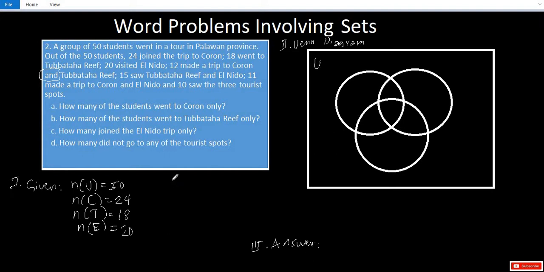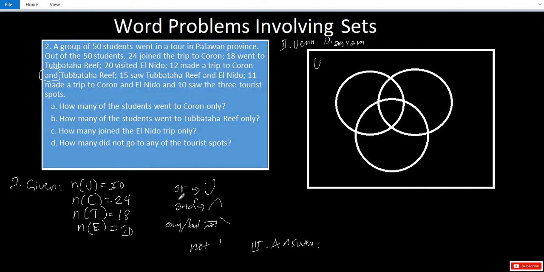Before I proceed, let me recall first the different keywords that denote set operations. Recall that for union, the keyword "or" is used. Then for intersection, the keyword used is "and." And for the difference, the keyword is "only" or "but not." Then for complement, the keyword used is "not."